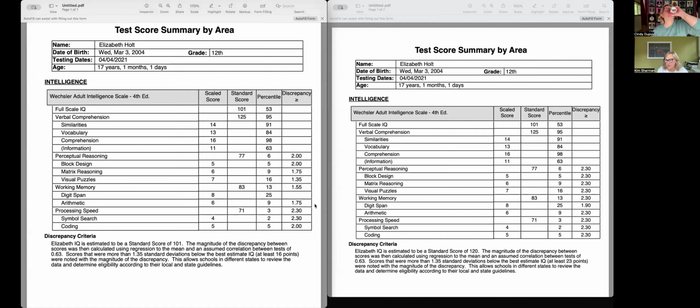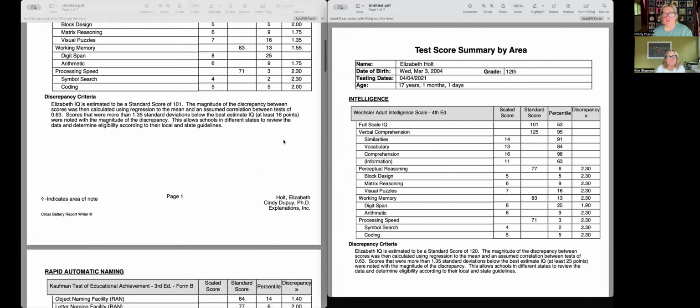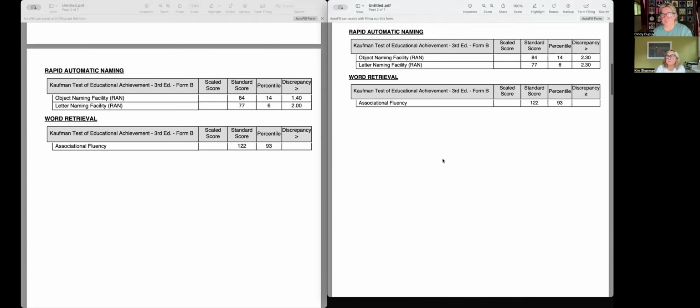Did you use that little calculation thing? I ballpark it based on the verbal comprehension, and the software that I have that generates the test score summary automatically does the discrepancy calculation for me, so it just changes them. It doesn't dramatically change the picture.